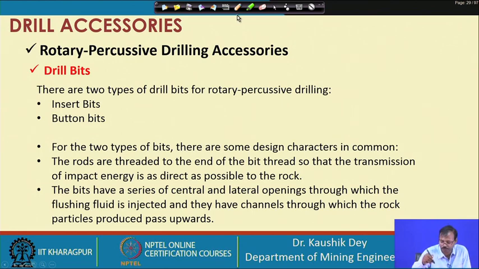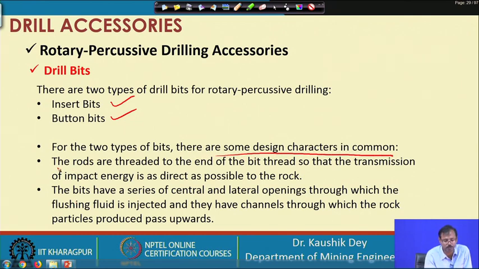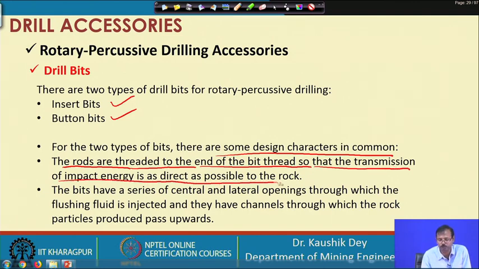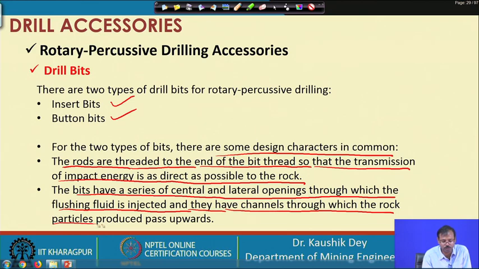Drill bits are of different types. So, basically we have button bits or cross bits. For the two types of bit, there are some design characteristics that are common. Most of these rods are threaded to the end of the bit, so that the transmission of impact energy is as direct as possible to the rock. The bit has a series of central and lateral openings through which the flushing medium or flushing air can be injected, and it can also cool down the drill bit.